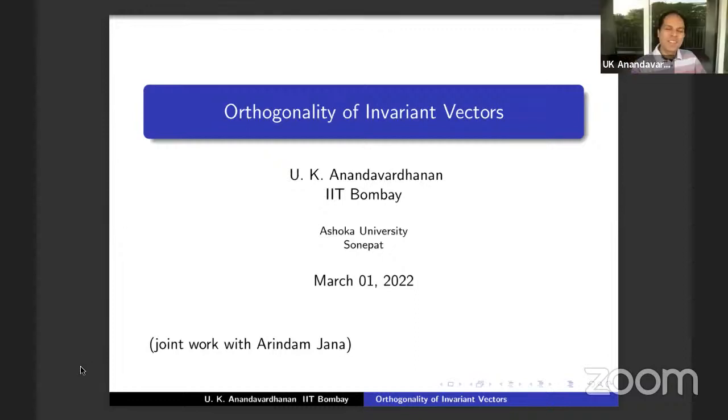So the title is Orthogonality of Invariant Vectors, and mostly I'm not going to get into our own work, but the results will come at the end. Except for the results, mostly it will be a general talk on basic representation theory. And the result which I'll state towards the end is a joint work with Arindam Jena, who's a postdoc at TIFR now. So, let's start.